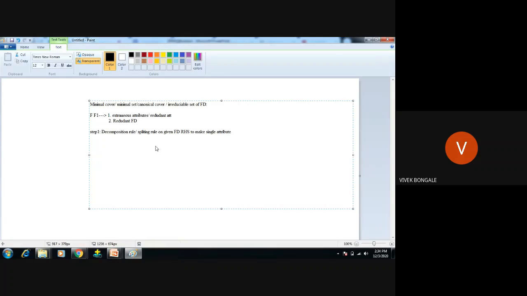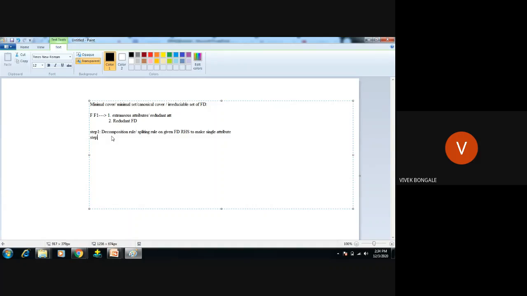Okay. First step is what? Decomposition. We have to apply the decomposition rule on the right hand side of the given functional dependency to make that right hand side a single attribute. That is the first step. We have to make sure that the right hand side of the functional dependency has a single attribute so that we can apply the second step.